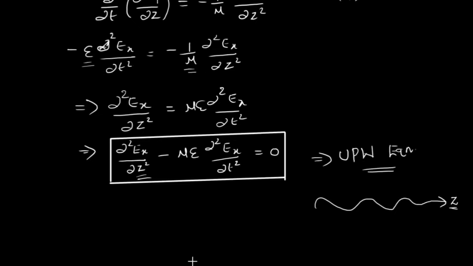because I considered E in X direction, H in Y direction, that's why the wave was traveling in Z. If I consider some other plane, that is E is in Z direction and H is in Y direction, then the wave will be traveling in X direction. Then this equation will have del square Ey by del x square. So that has to be very clear in your mind. This is just a general equation for uniform plane wave.